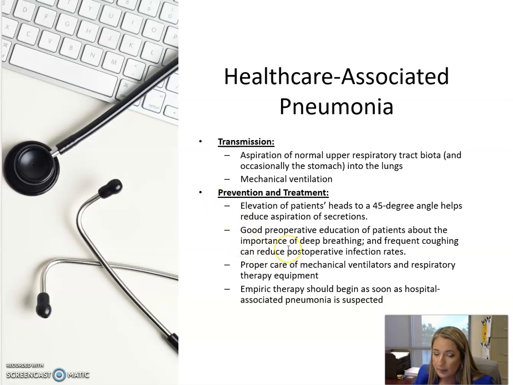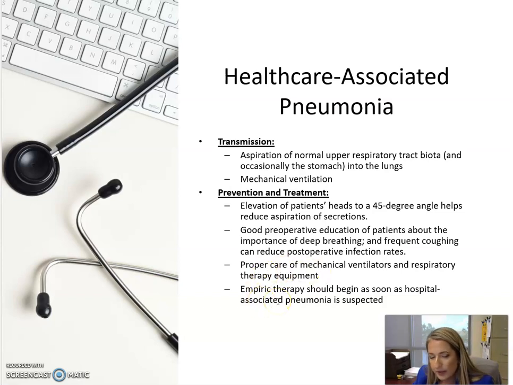Educating patients about the importance of frequent coughing and kind of working up that fluid, and also deep breathing is helpful. Making sure to properly care for any respiratory equipment, because we don't want to use that equipment to treat someone, because we'd essentially inoculate bacteria into an immunocompromised individual.